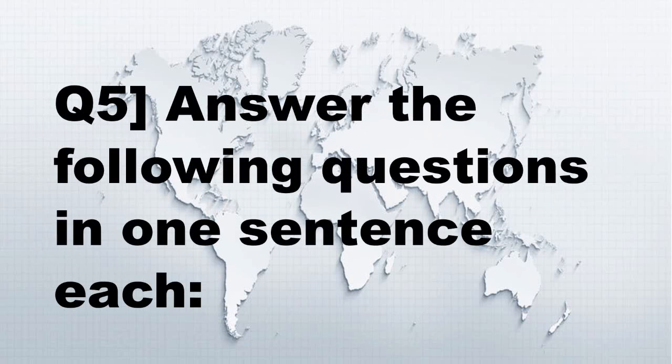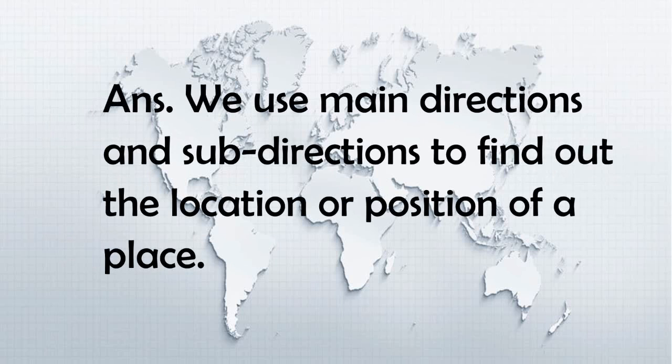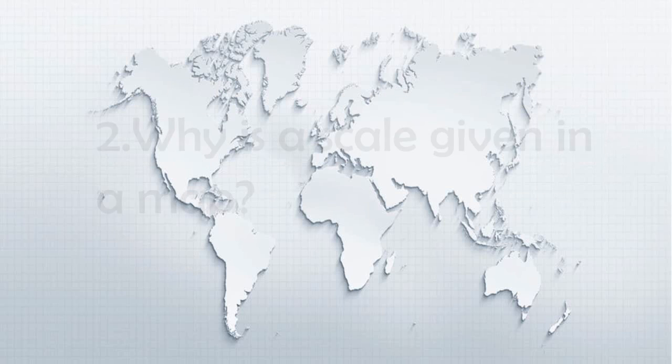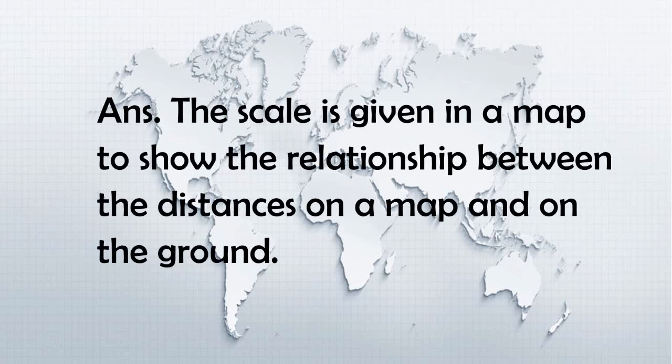Question number 5. Answer the following questions in one sentence each. What do we use to find out the location or position of a place? Answer. We use main directions and subdirections to find out the location or position of a place. Question number 6. Why is a scale given in map? Answer. The scale is given in a map to show the relationship between the distances on a map and on the ground.